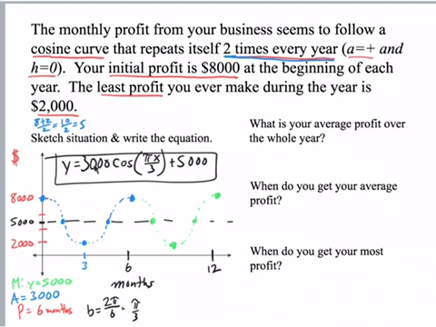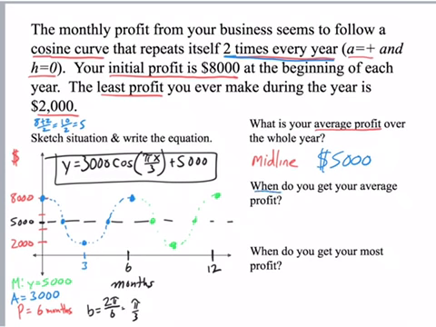So we now have the equation and the graph. Let's answer these 3 questions. I want to find, it says right here, what is your average profit? Well, your average profit, you should know, is your midline. If you look at this graph, it would make sense that this is your average profit, which if you're a business, you really care about what you're making on average. You have highs, you have lows, but you really care about this. So what is that average? Well, it is $5,000. So this person averages about $5,000 a month profit.